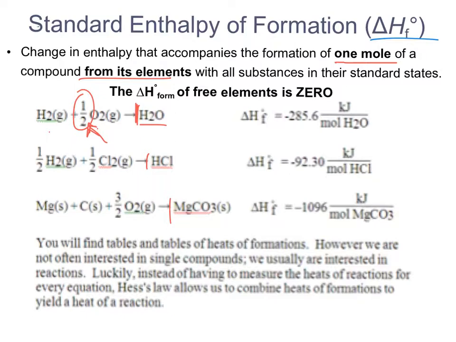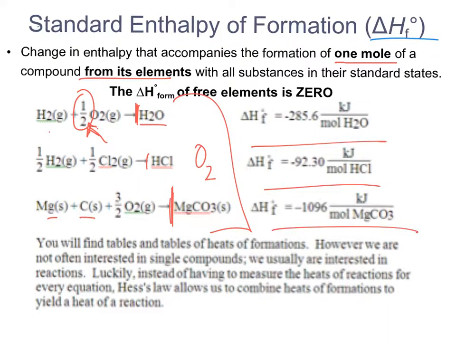Notice down here in magnesium carbonate, we're forming 1 mole of it. So we need 1 mole of magnesium, 1 mole of carbon, and we need 3 oxygens, and the only way to make that balance with an O2, because oxygen as a free element exists as O2, is to do 3 halves. So each one of these heat of formation equations has a value associated with it.